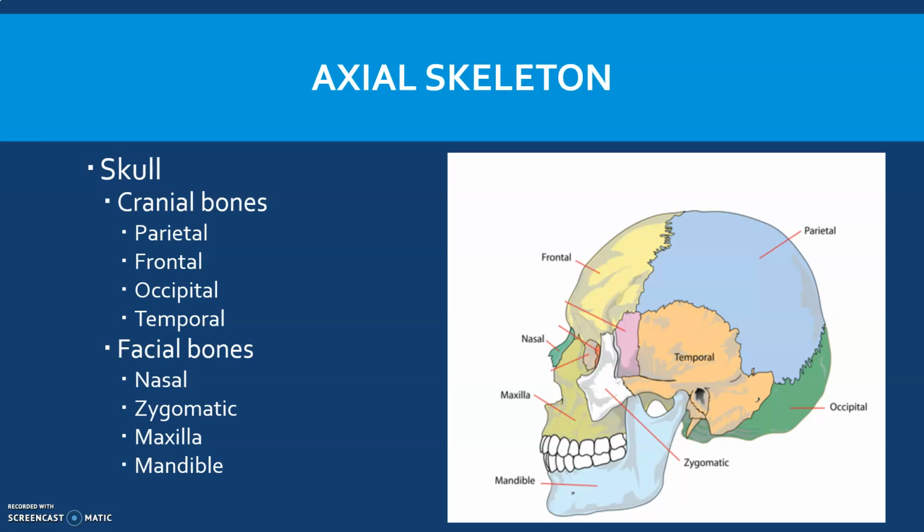The facial skeleton consists of 14 bones that form the nasal cavity, enclose the eyeballs, and support the teeth of the upper and lower jaw. You need to know 7 of them. The nasal bones, which form the bridge of your nose, the zygomatic bones, which are your cheekbones, the maxilla bones, which is your upper jaw, and the mandible, which is your lower jaw.